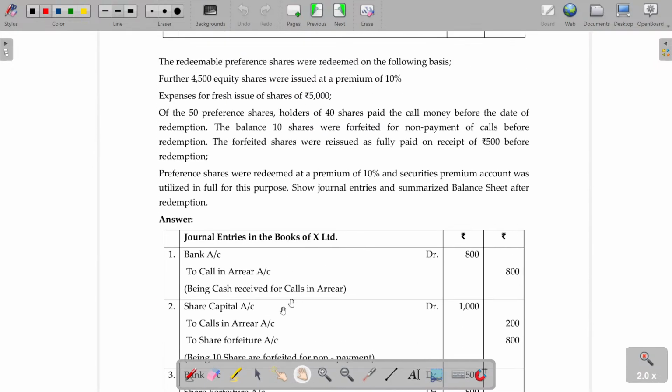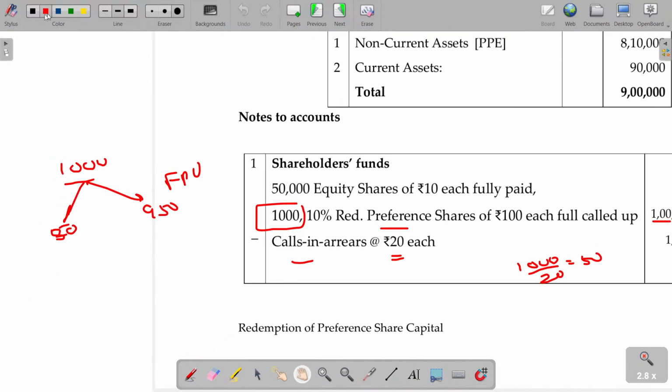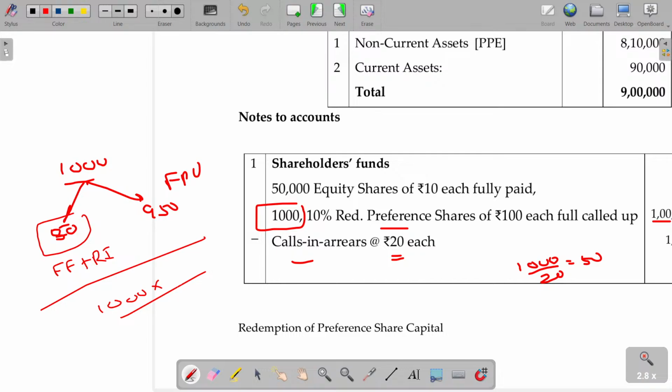What is done here? Out of 50 shares, holders of 40 shares paid the call money before the date of redemption. So we collected. The balance 10 shares were forfeited for non-payment of calls before redemption. Forfeited shares were reissued as fully paid up. So what happens in this case? It is nothing but forfeiture and reissue first. Thereafter you can go for redeeming all the shares.